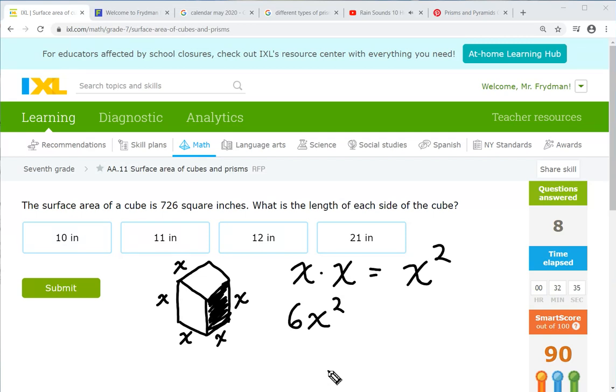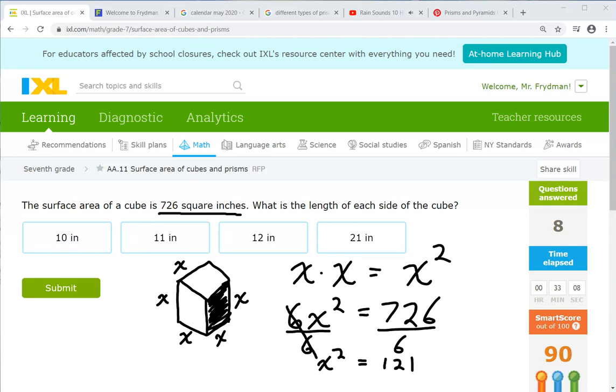And now we're going to write an equation using the total surface area that IXL gave us, which was 726 square inches. So that's our equation, and now we have to solve that equation. So we're just going to start by dividing both sides by 6. So we're going to get x squared is equal to 121. Okay, 726 divided by 6 is 121.